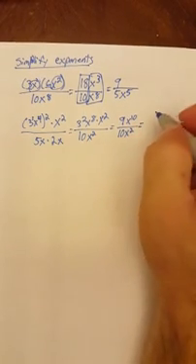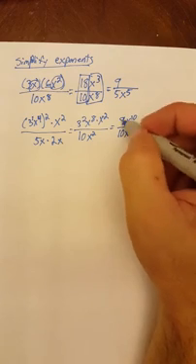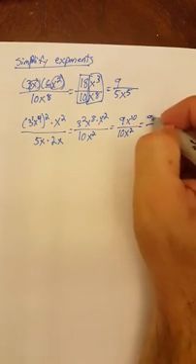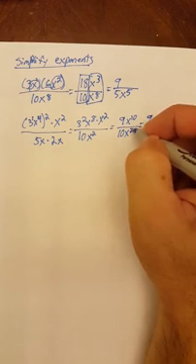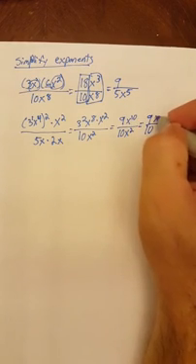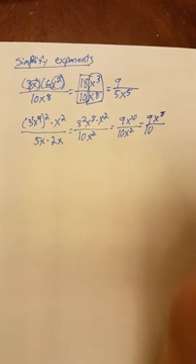Now, when we try simplifying the whole entire thing, 9 over 10, there's nothing we can do with that. I've got 10 minus 2, which is going to give me 8. There's more x's on top, so I've got x to the 8 on top.